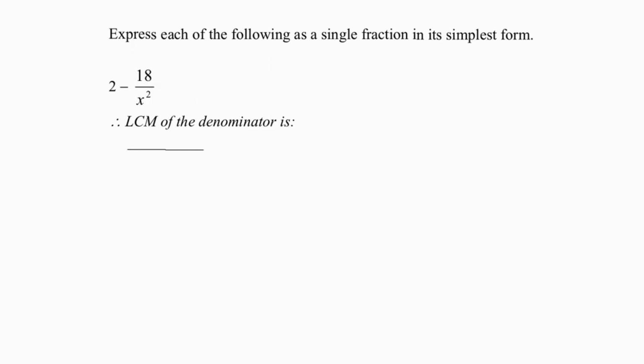Hello everyone, welcome to this math video where we will need to express as a single fraction in its simplest form. And what do we have? The LCM. But before that, I realized that 2 can be written as 2 over 1. And therefore, the LCM is x squared, meaning that all I have to do is multiply by x squared, multiply by x squared. The whole thing, common denominator is x squared.